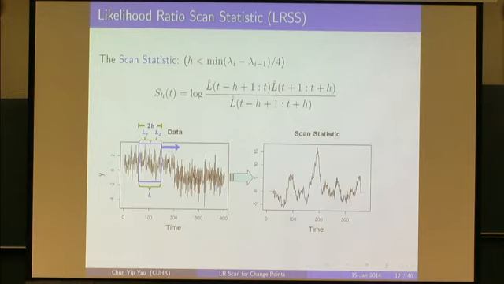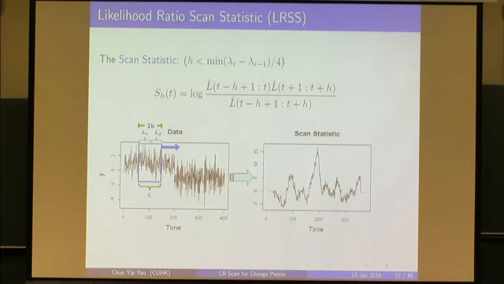So this S is the scan statistic I define. On the top is the likelihood when you assume there is a change point, so you have two parts. At the bottom is the likelihood when you assume no change point. So this likelihood ratio will be big if you have a change point at t.